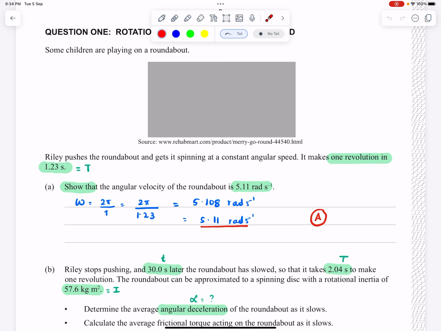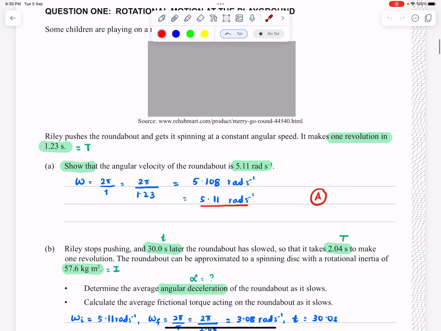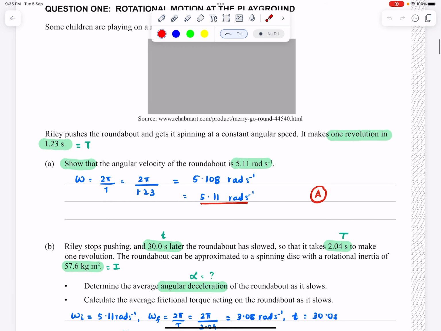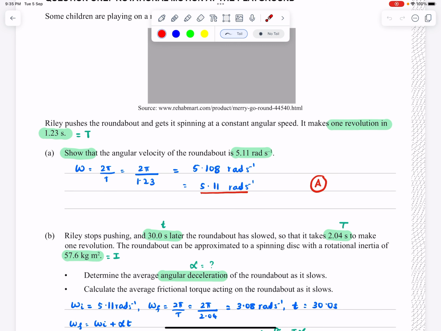Note what I've done. I've highlighted the numbers and I've put a letter next to it. Okay, determine the average angular deceleration, so that's your symbol, of the roundabout as it slows. And the second thing, calculate the average frictional torque acting on the roundabout as it slows. So for this, you need to use the kinematic equations for rotational motion. So your initial angular velocity is 5.11 rads, which is the same as that. And in order to get the final angular velocity, you need that one.